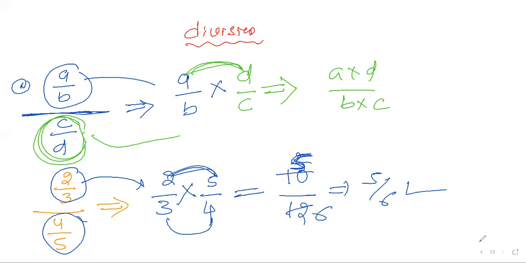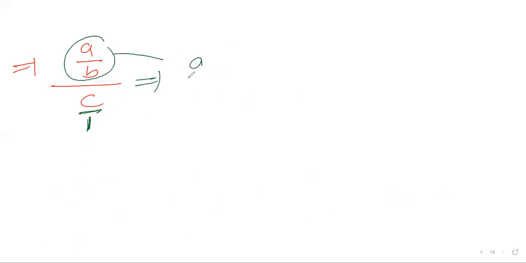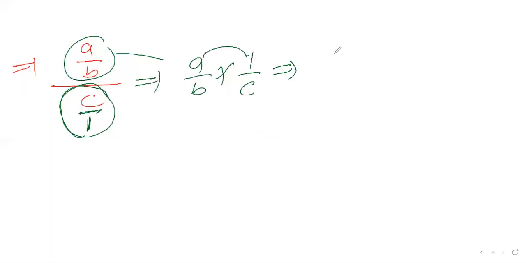Next, sometimes the questions are different. How does the question look? One fraction they will mention a by b, the other is only c. Like this they mention. So you should think: nothing is there, treat it as one. It looks like the same model as the previous one. Numerator as it is, a by b. Denominator, write ulta. Here it is c by 1, you write 1 by c. So a into 1, b into c, you do.